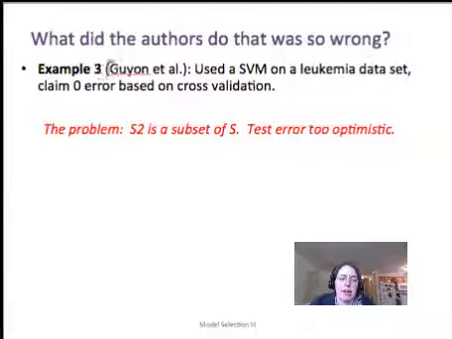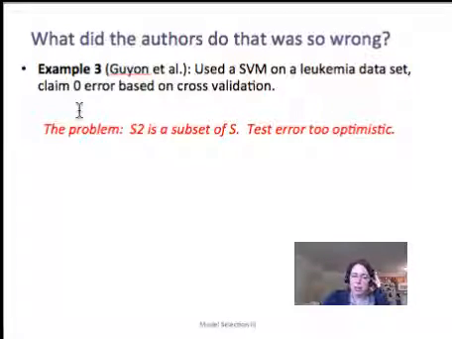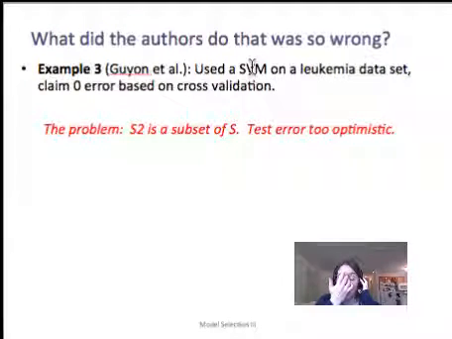Now, another paper, Guyon et al., used support vector machine on a leukemia dataset, and they claim a 0 error rate based on cross-validation. Again, it's this issue of the training data and the test data overlap, essentially. The test error is too optimistic. We're going to talk about support vector machines later in the semester, and CART models as well. So you don't really have to have an understanding of the different supervised methods that are being used to appreciate the issues at hand.